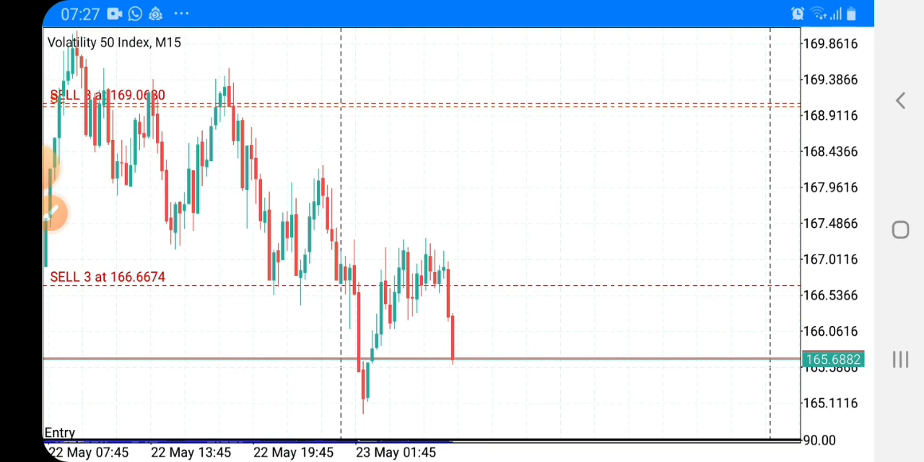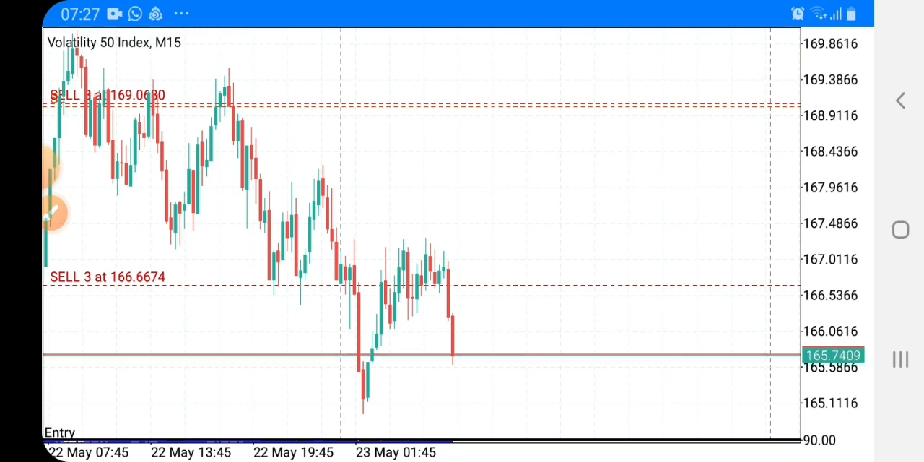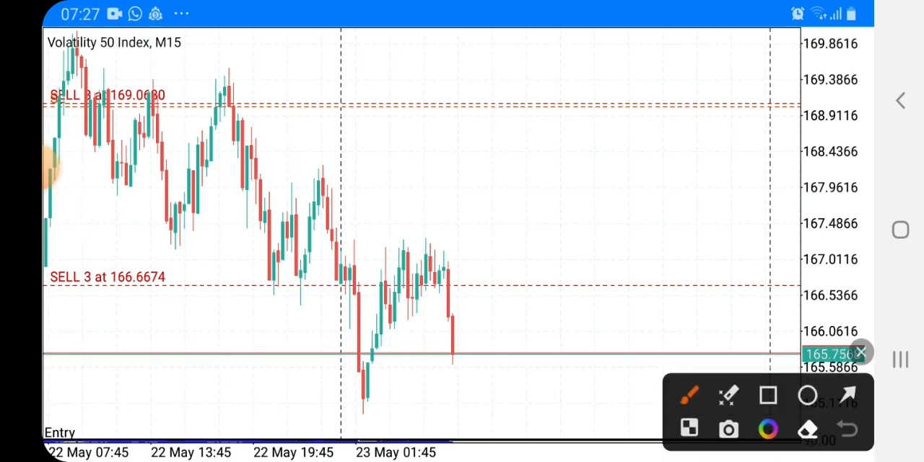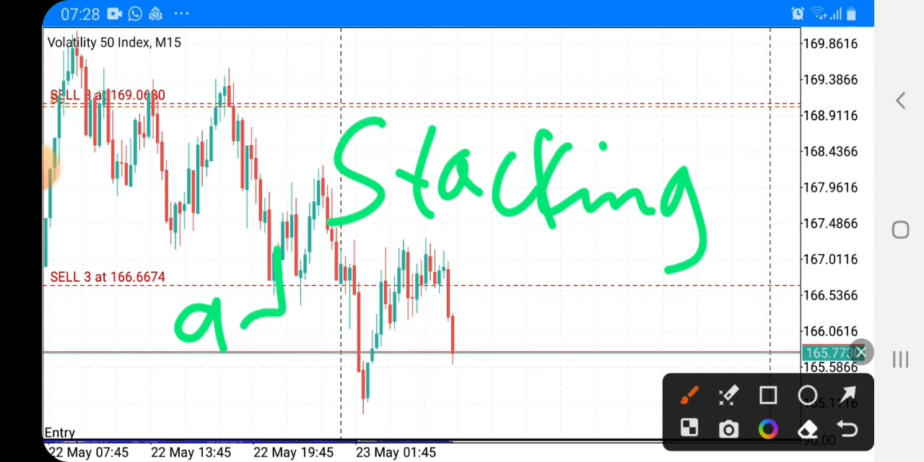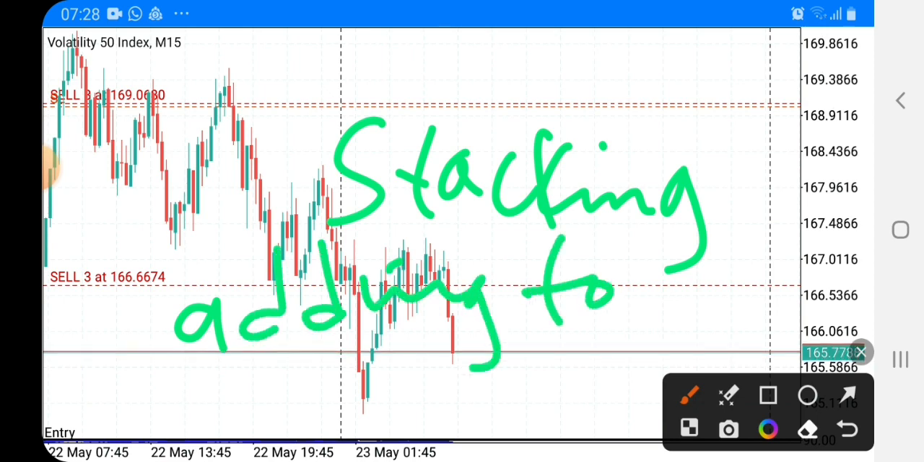Okay, so today in this video I'm going to be sharing with you something that not a lot of people are talking about, which is very important, and I'm talking about stacking. Okay, stacking. You might be asking me what is stacking. I mean adding to existing positions.